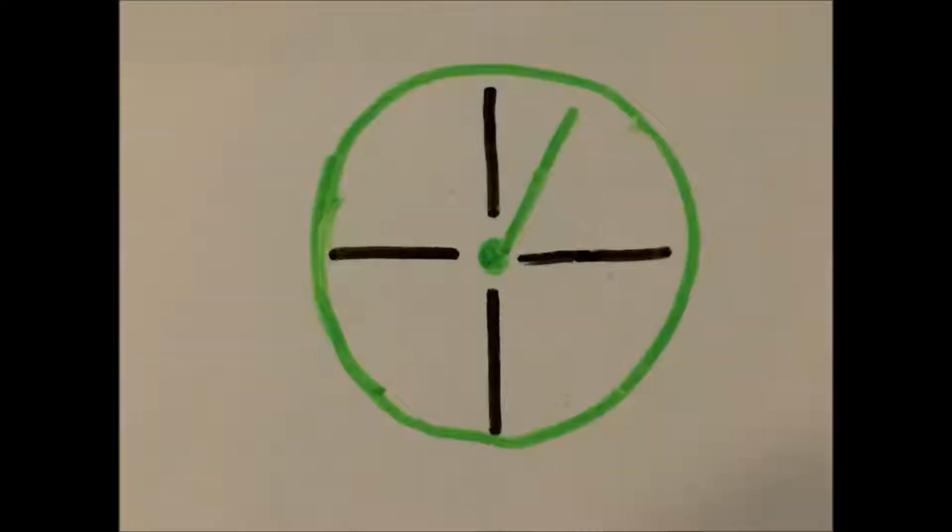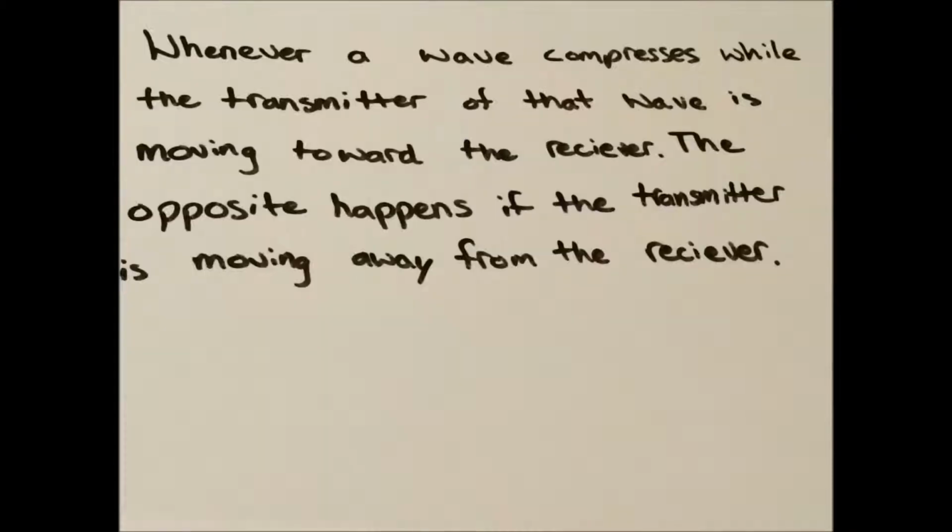Similarly, it's used in radar to calculate the velocity of moving objects. But what is the Doppler effect? The Doppler effect can most easily be described as the compressing of waves as they move from their transmitter towards a receiver, or the opposite if moving away from the receiver.